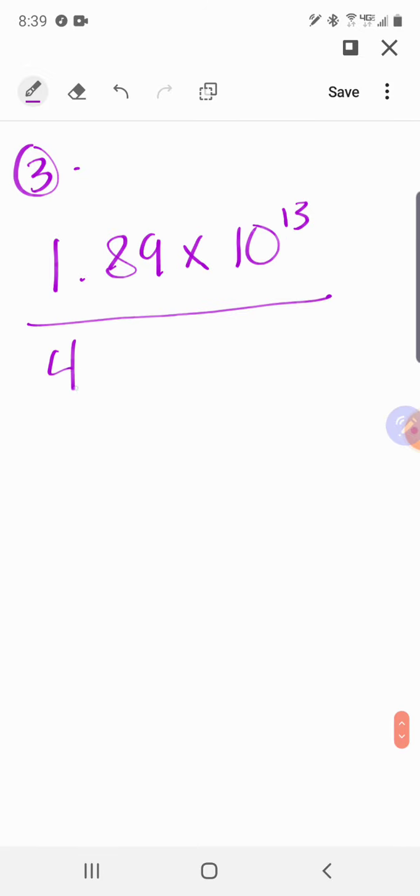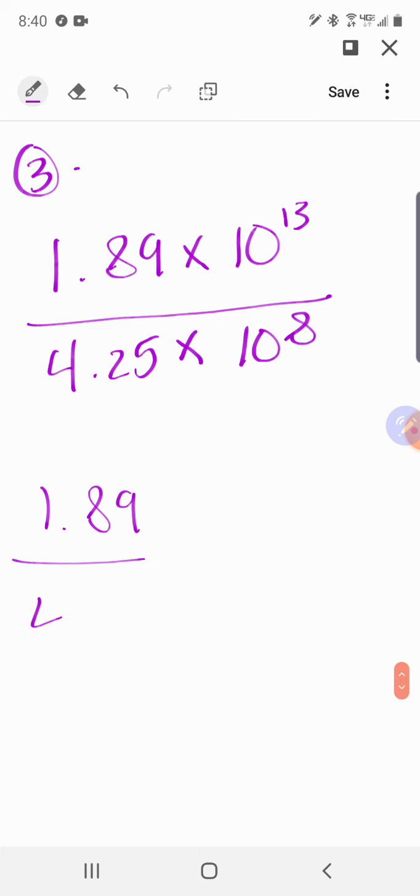So the first thing we're going to do is, if it says per, that means division. So I'm going to take 1.89 times 10 to the 13th, and I'm going to divide that by 4.25 times 10 to the 8th. All right? And now the next thing I'm going to do is divide this problem up into 2 problems. Just like how I did on the last one, I need to split this up. So I'm going to say 1.89 divided by 4.25 times 10 to the third.